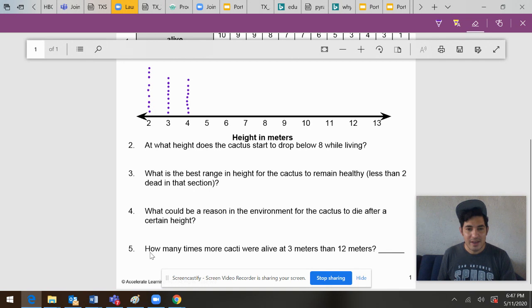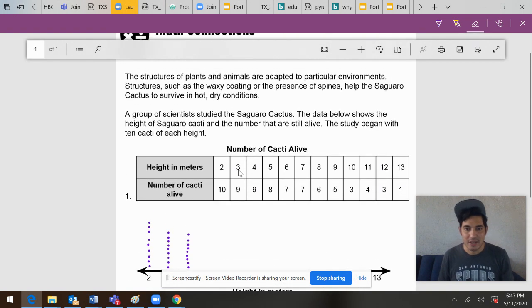And number 5, how many times more cacti were alive at 3 meters than 12 meters? Okay, for that one, number 5, they want you to focus on 3 meters and 12 meters. Oops, not that one, 12. They want you to look at the numbers for each. So 3 meter plants had 9 of them that stayed alive. 12 meter plants had 3 of them that stayed alive.